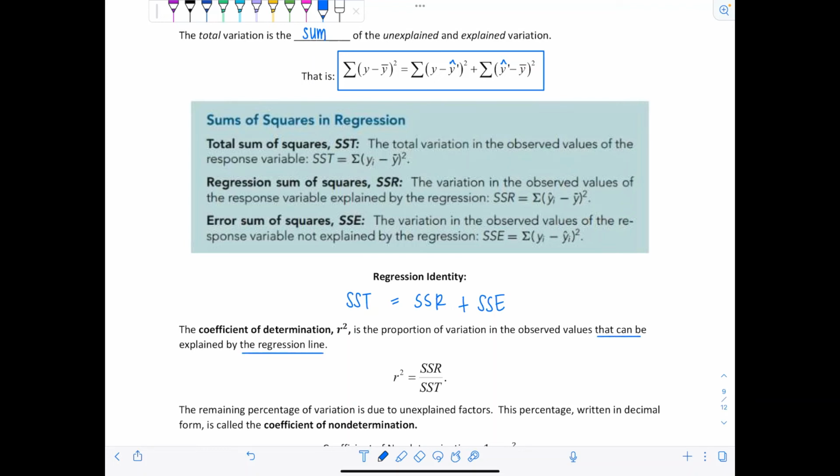So this is your total variation from the mean of all the observed values. This much is accounted for by the regression line. So if I take their ratio, now I have the proportion of variation that the regression line says, yep, I knew that was going to happen. I got you. I predicted it as such. And the remaining percentage of variation is due to unexplained factors.